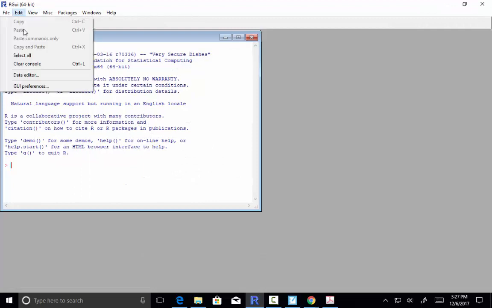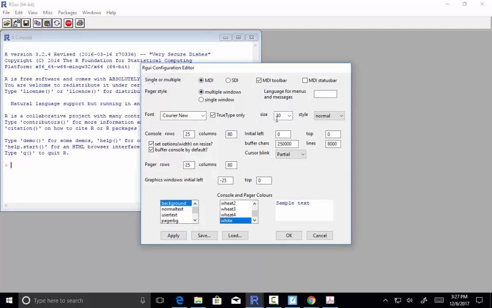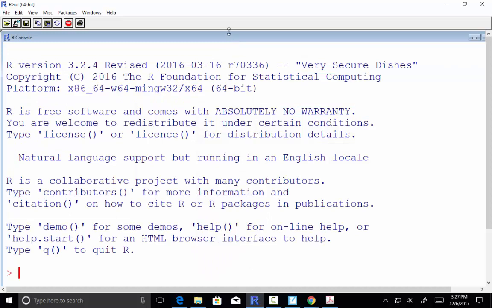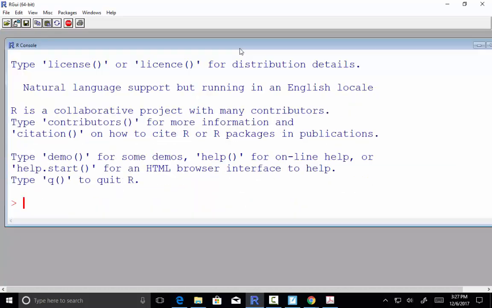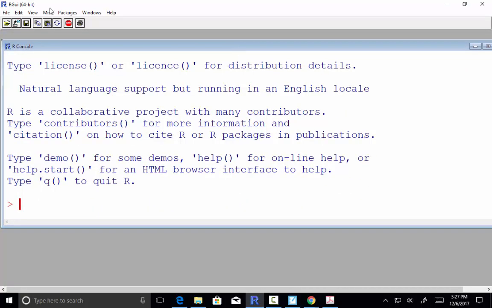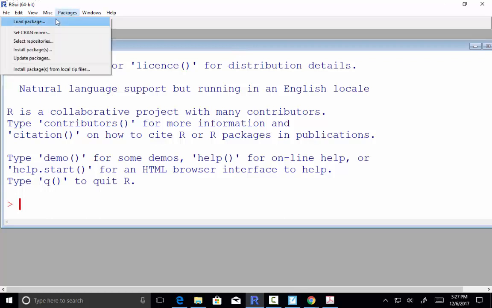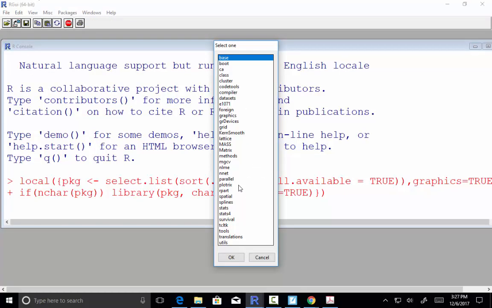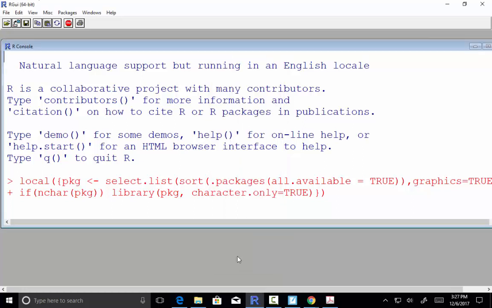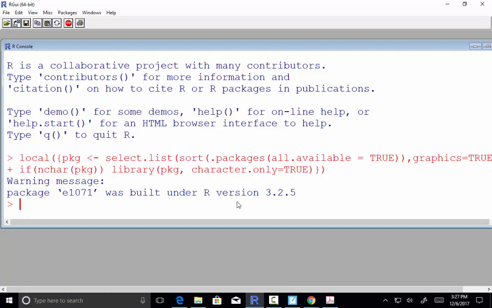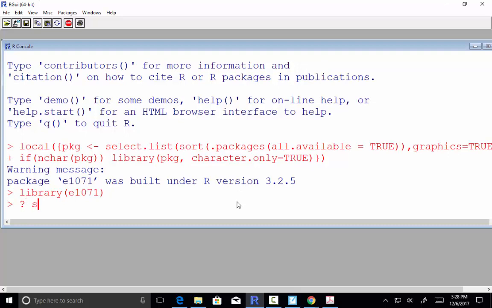Let me load the SVM package real quick. So I need library e1071. And we'll load that library. And let's do question mark SVM.